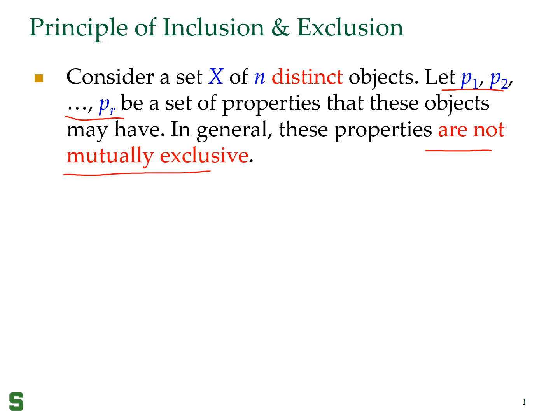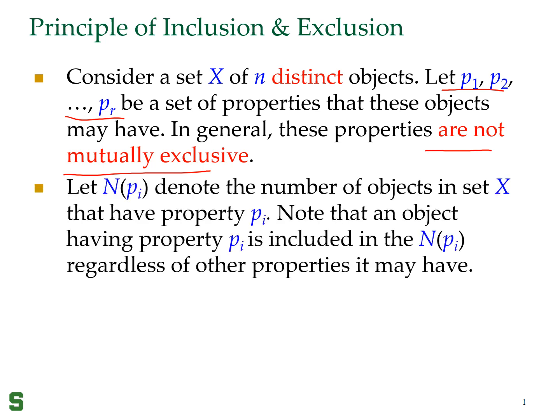Examples include a set of numbers where one property is divisible by 2 and another is divisible by 3. Now it's possible that both are satisfied. It's possible both are not satisfied. Let n of Pi denote the objects that have property Pi. Note that all we are saying here is that the object has the property Pi. We don't care whether it has some other properties or doesn't have any other properties.